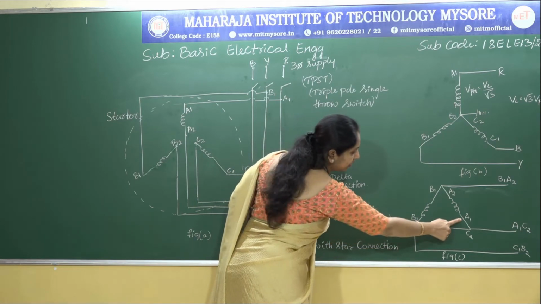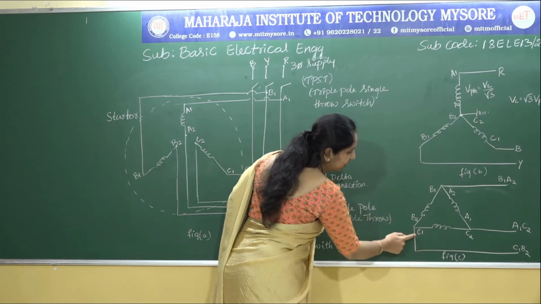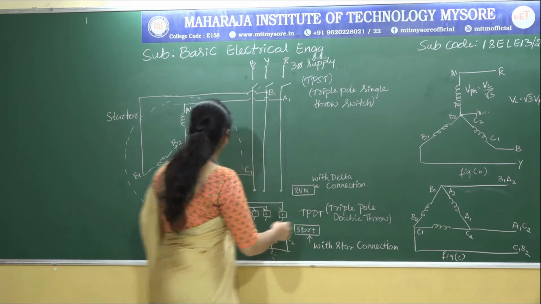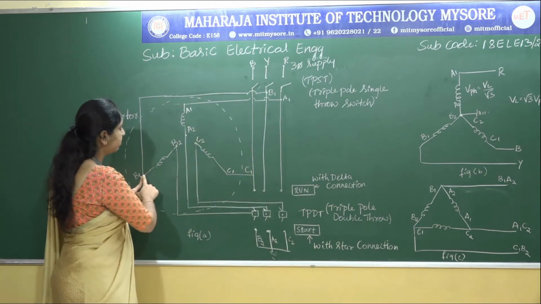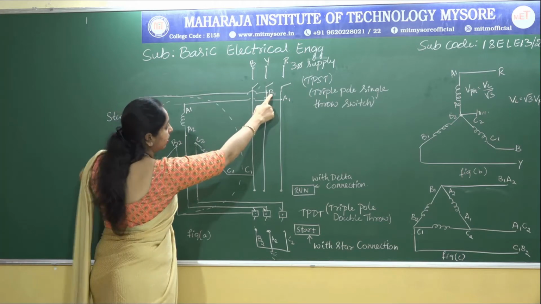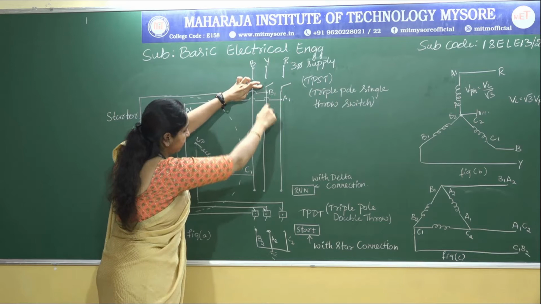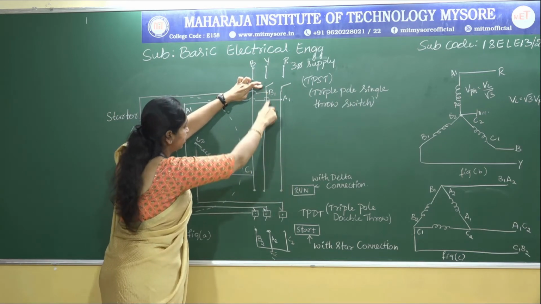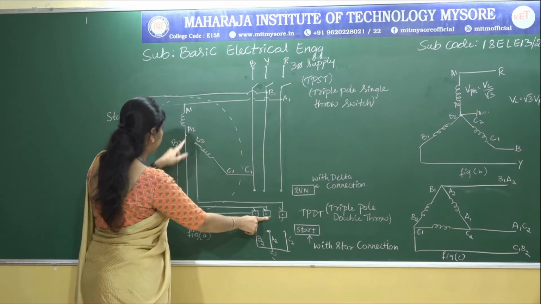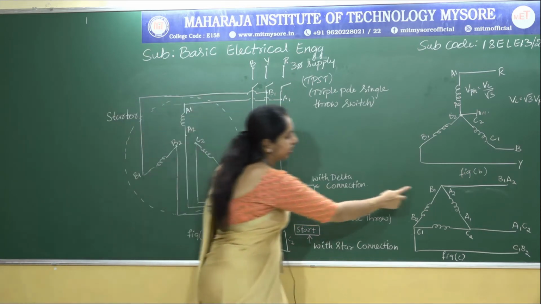So initially A1 is given to C2, and C1 is given to B2, right. And then after this B2, we have B1, right. So look at this B1 winding, and at this point, when it is thrown to the run position, B1 will be connected to this point. So which is this point called? This is nothing but A2. So now B1 is connected to A2.